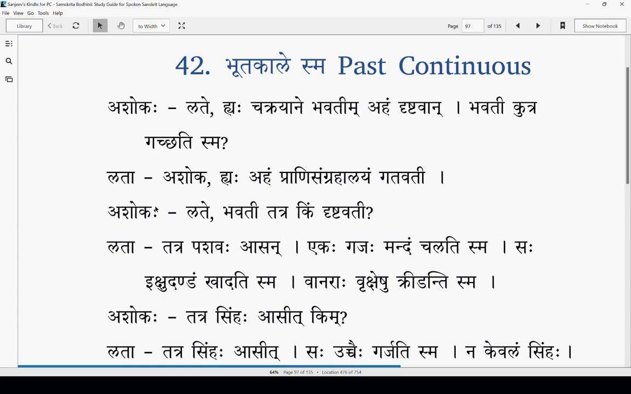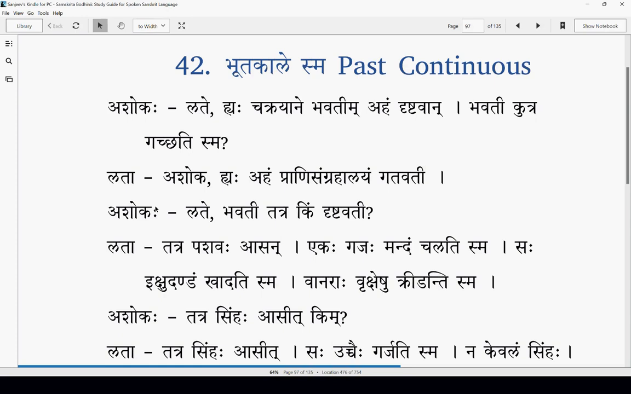Bhavati kutra gacchati sma. We are adding sma. Gacchati is a lat lakara, the vartamana kala form. If you just say bhavati kutra gacchati, where are you going? You add sma there, then it becomes where were you going? So this is easy. If you want to ask what were you doing, where were you going, what were you eating, what were we eating, what was he eating, any past continuous form, you use the respective form of the present tense, vartamana kala form, and then just add sma to it.